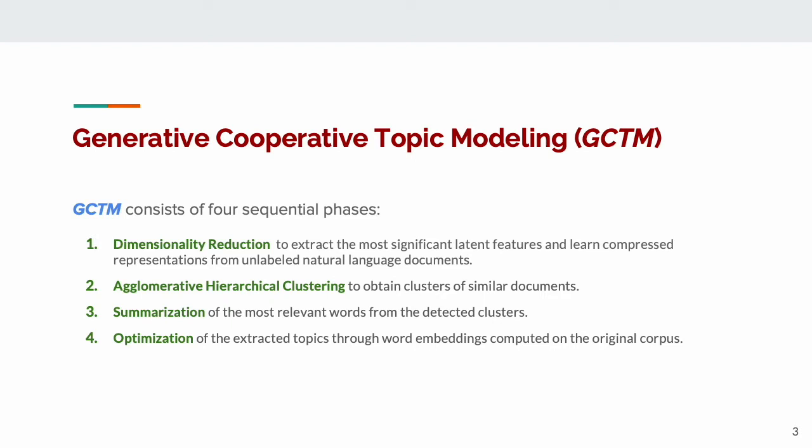Later, the third phase consists in the summarization of the most relevant words from the detected clusters. Finally, the last phase of GCTM consists in the optimization of the extracted topics through word embeddings computed on the original corpus. Next, all the different steps will be explained in more detail.